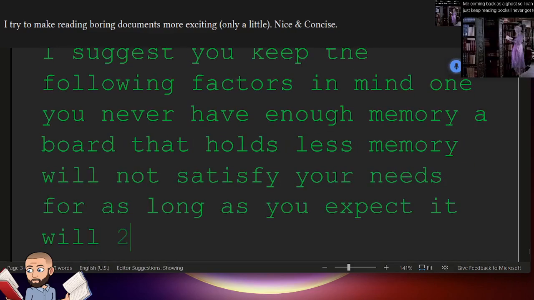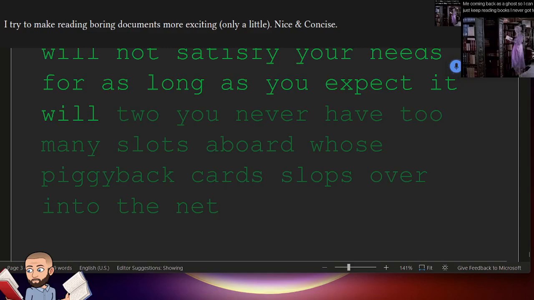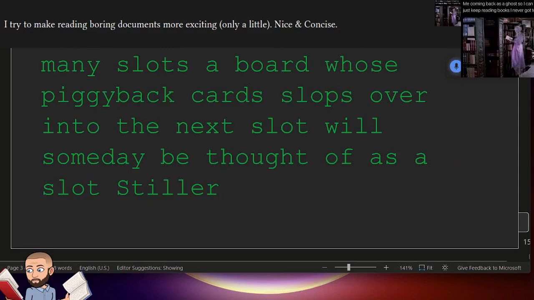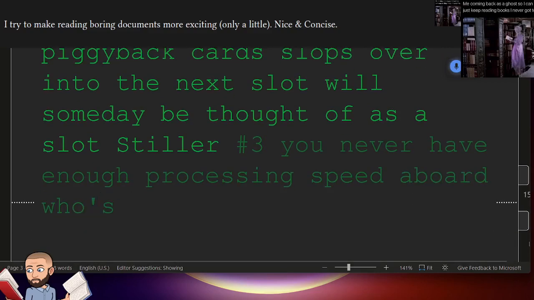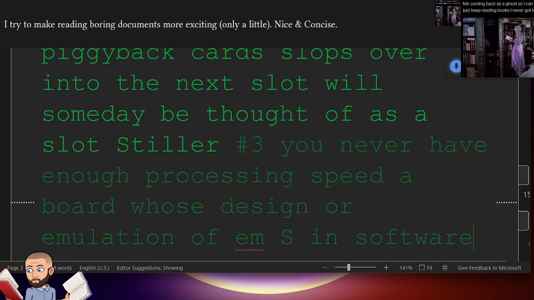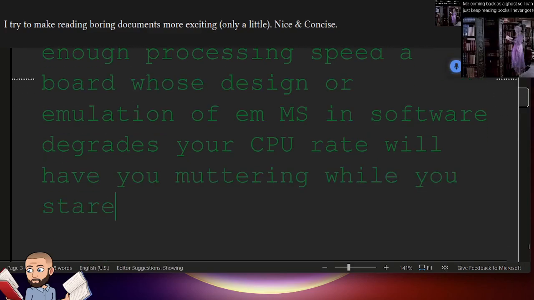2. You never have too many slots. A board whose piggyback card slops over into the next slot will someday be thought of as a slot stealer. Number 3, you never have enough processing speed. A board whose design or emulation of EMS in software degrades your CPU rate will have you muttering while you stare at the screen, waiting for some application to finish its job.